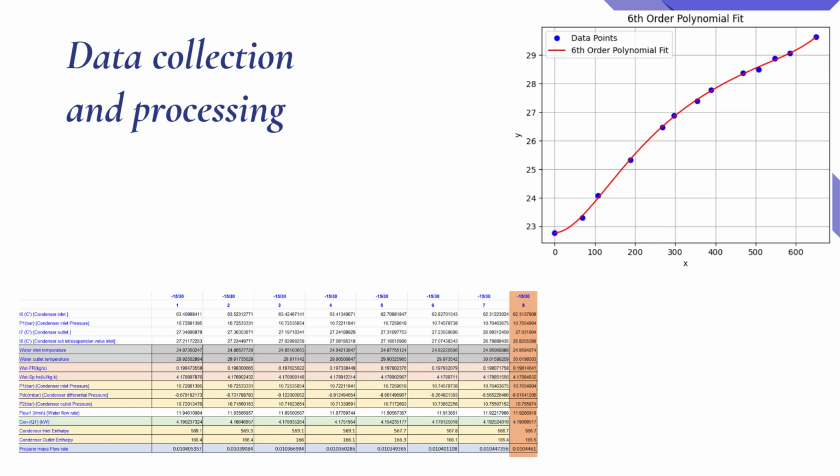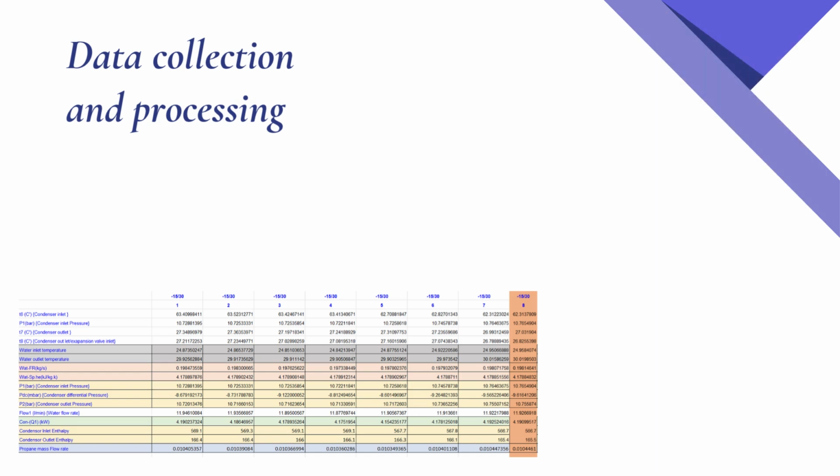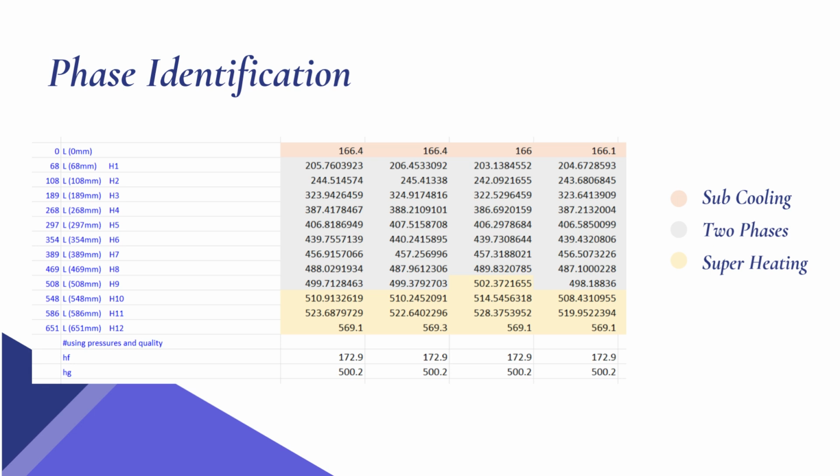However, our project focuses only on the two-phase region, since that's where the refrigerant undergoes phase change and contributes most to heat transfer. Once the two-phase region was identified, we performed calculations to determine the heat transfer coefficient. We used the water-side temperature difference to calculate the log mean temperature difference, or LMTD. Then, using heat gain by water, we calculated the overall heat transfer coefficient and finally derived the experimental heat transfer coefficient for the refrigerant side.